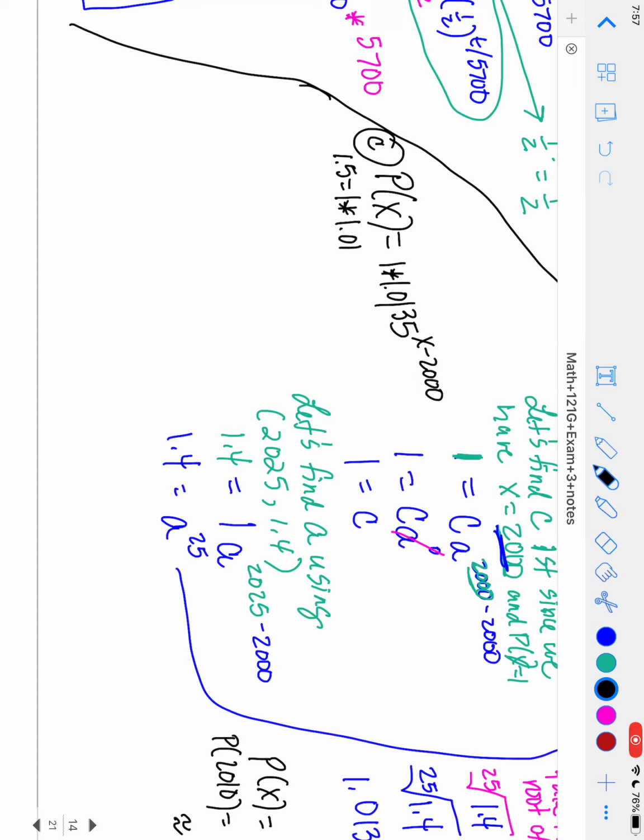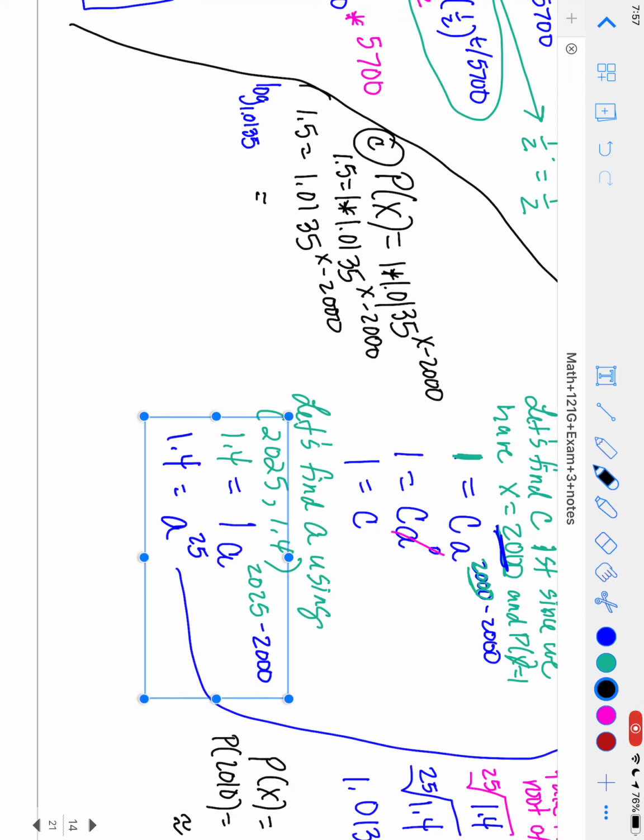So this is going to be 1.5 is equal to 1 times 1.0135 to the power of x minus 2000. Well, 1 times anything is itself, so 1.5 is equal to 1.0135 to the x minus 2000. And again, my variable is in an exponent. So to get rid of the exponent, I'm going to take the log of both sides using the base that I was given. So I'm going to take the log base 1.0135 to both sides.